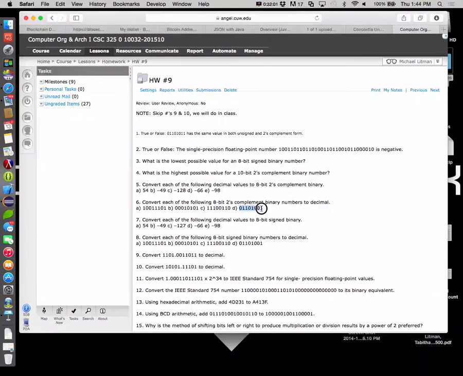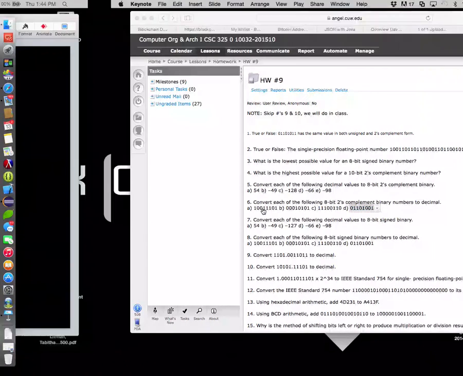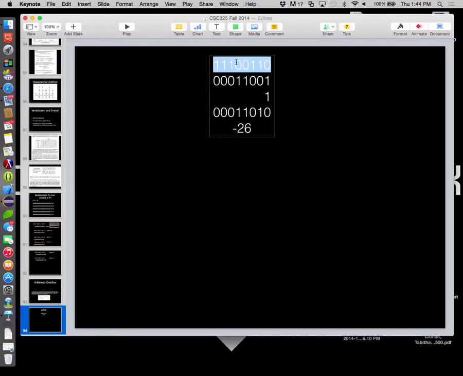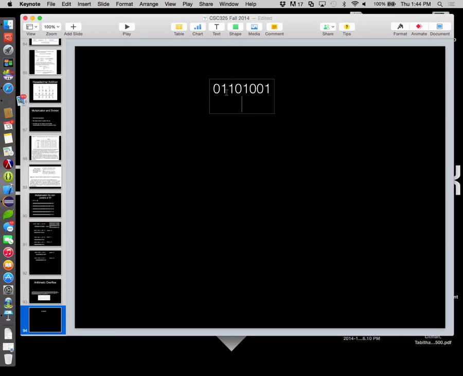Finally, this guy. Positive or negative number? Positive. Positive number because of the 0 here. So this is the 1's place, 2's, 4's, 8's, 16's, 32, 64. 64 plus 32 is 96. 104, 105. Positive 105. All right.